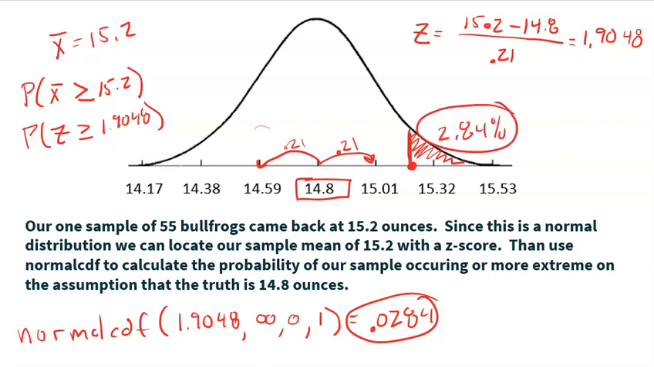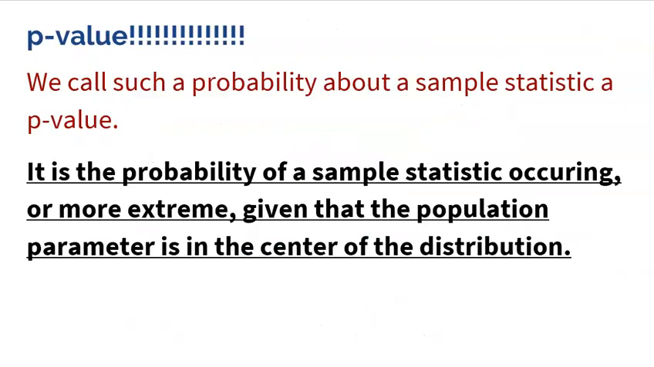In this case, that would be or higher. This actually has a name. This type of probability we call a p-value. This is a very, very specific probability, which is why we're giving it this special name, p-value. We don't call any probability a p-value, only a probability of a sample statistic occurring or more extreme, given that the population parameter is in the center of the distribution.